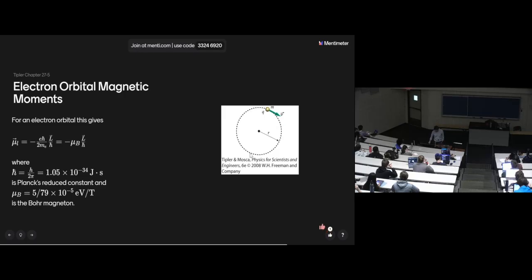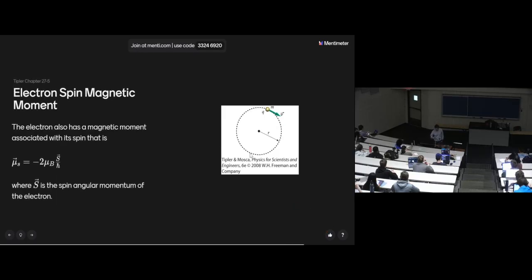We'll come back to this in just a second. But for spin, it turns out that the magnetic moment of spin is minus 2 times the Bohr magneton times the spin angular momentum. If you imagine the electron being an itty-bitty tiny ball, on the sub-angstrom scale, that is rotating, then the charge as it rotates creates a magnetic moment just from the electron itself spinning.